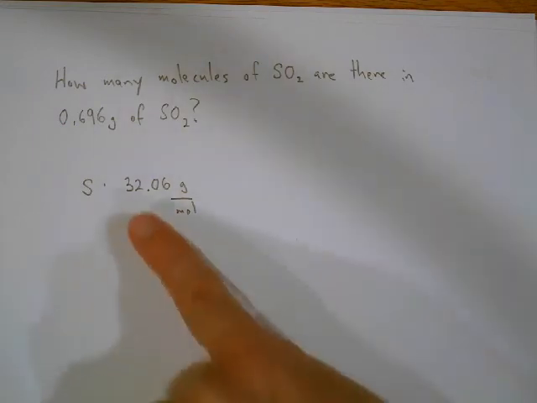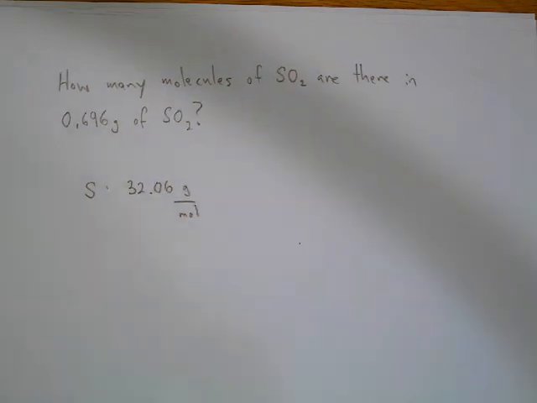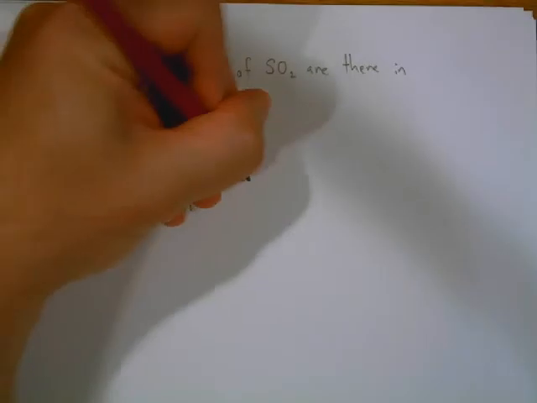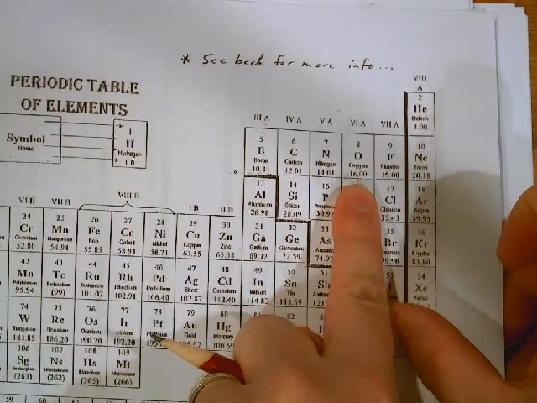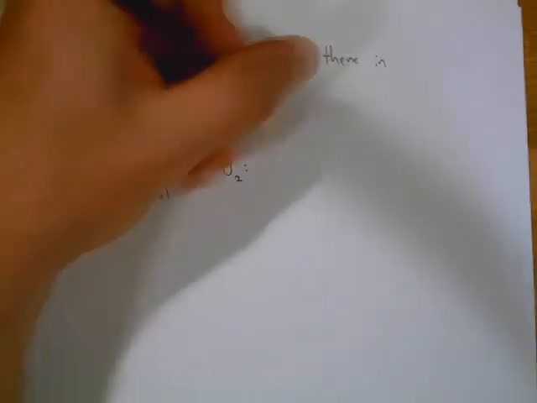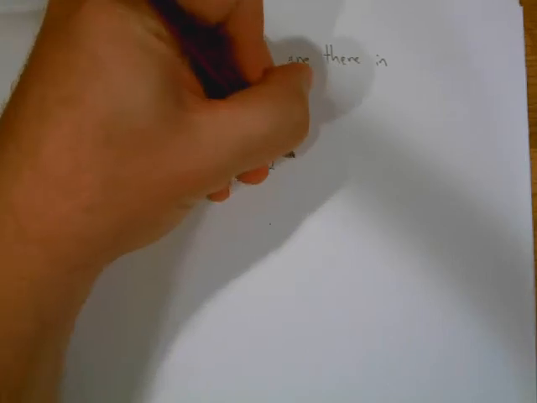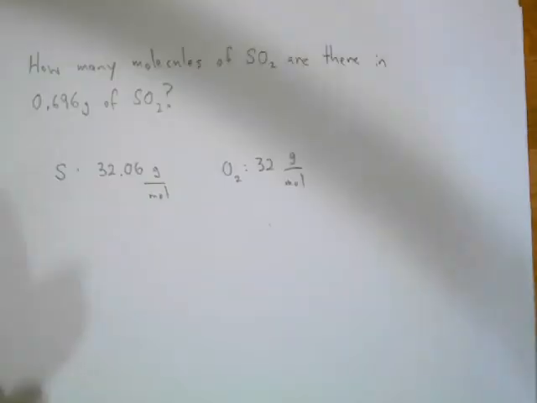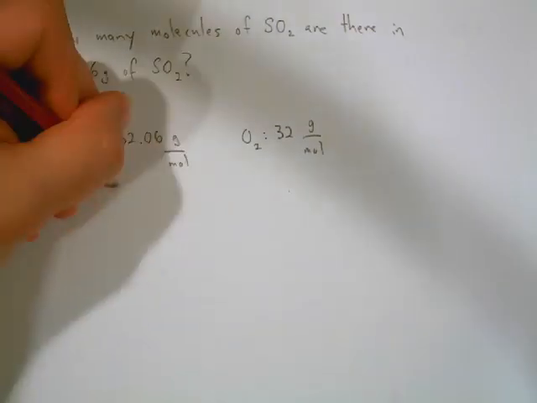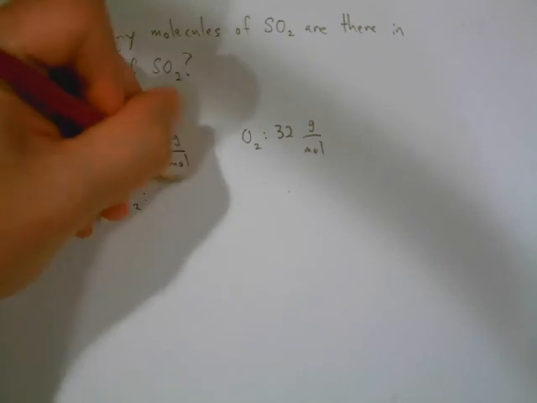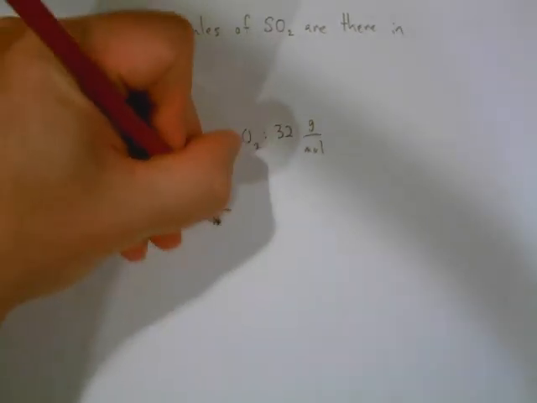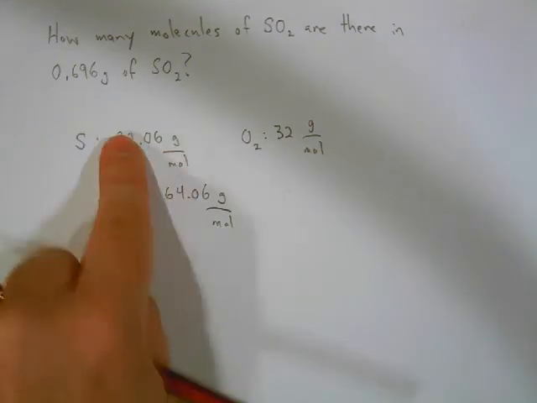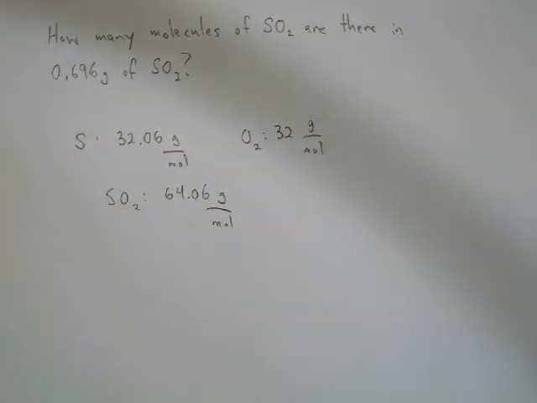But back to this problem, we have this many grams per mole. O is 16 grams per mole, so O2 is going to be 32 grams per mole, which means that SO2 is going to be 64.06 grams per mole. See what I did there? This plus this, that many grams per mole.